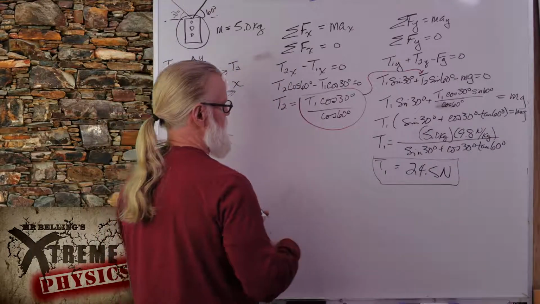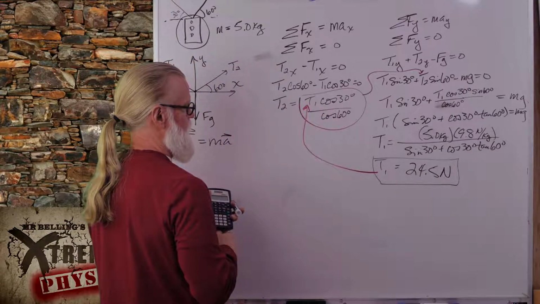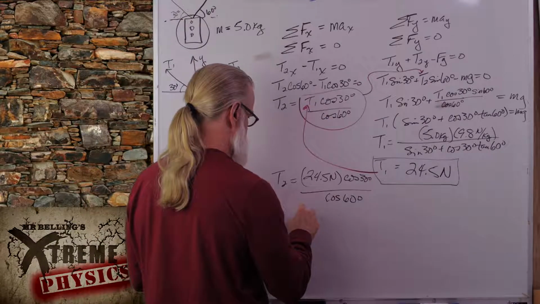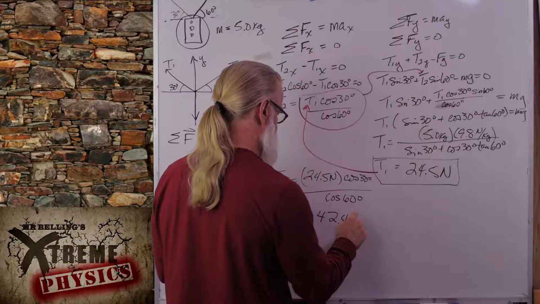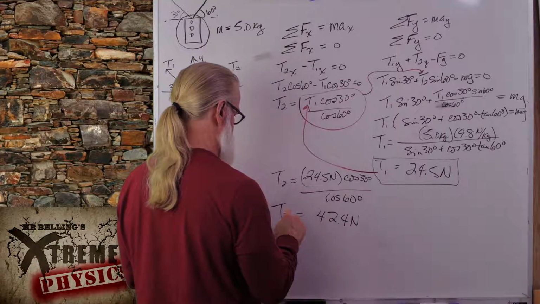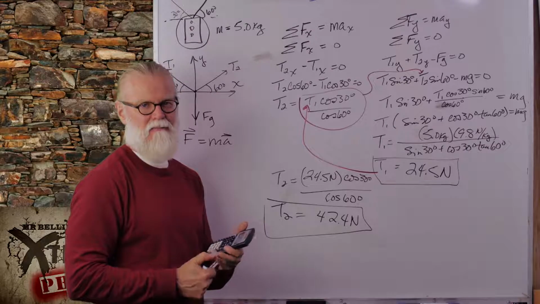Let's take T1 and put it into there, and we'll get T2. 42.4 newtons, T2. That's what I get.